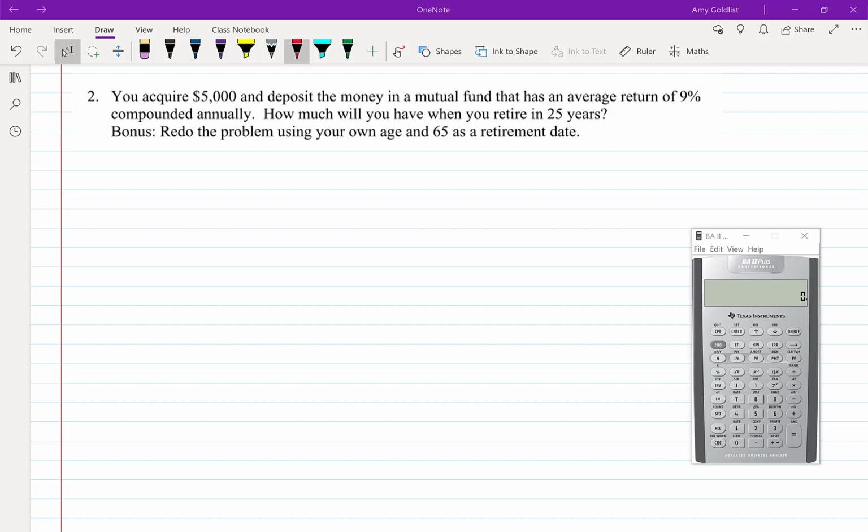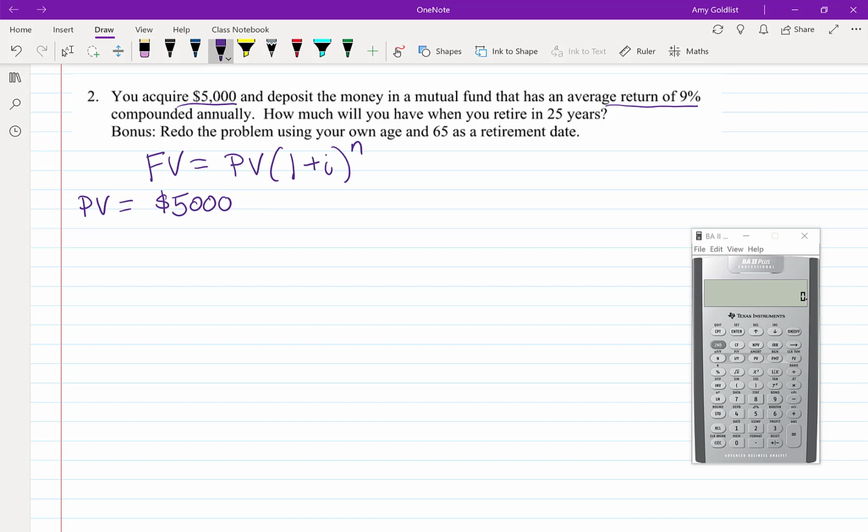Okay, so let's look at all the elements of our equation. I'm going to rewrite the compound interest equation. Future value equals present value times (1 plus i) to the power of n. Future value is the thing we're trying to find. Present value here, that's $5,000.